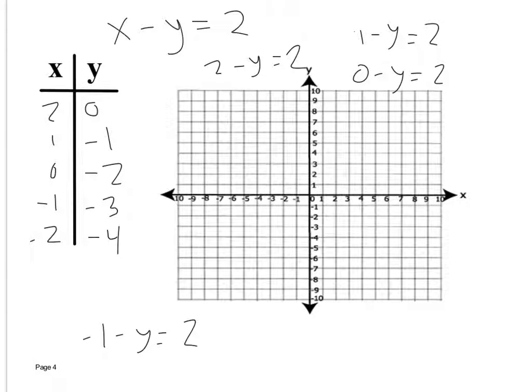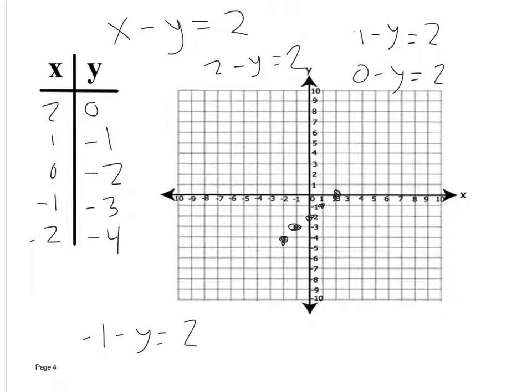Now, the second thing, after you make the function table, which we've done, it says graph them. So let's graph the ordered pairs. Everybody graph your ordered pairs on your graph paper. Make sure you write example number 3 above the graph, and follow me. 2, 0, right there. 1, -1, right there. 0, -2. -1, -3. And -2, -4.